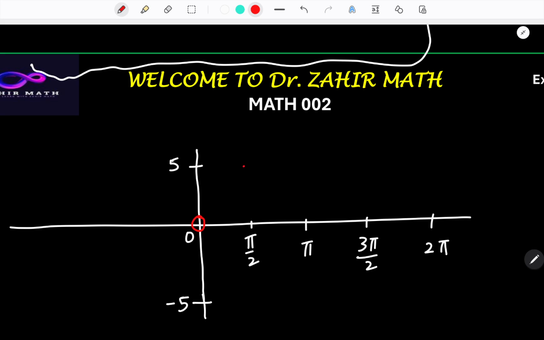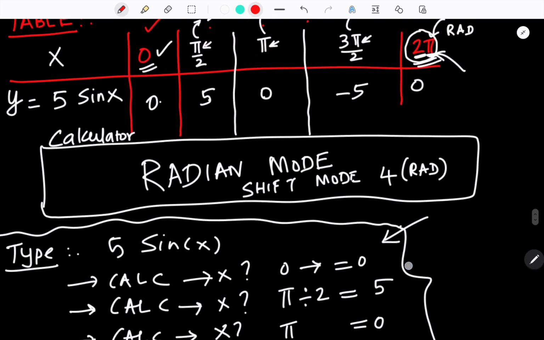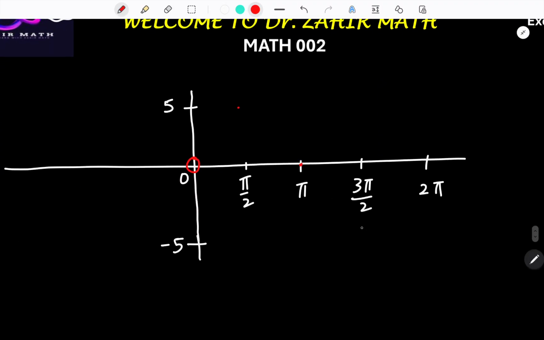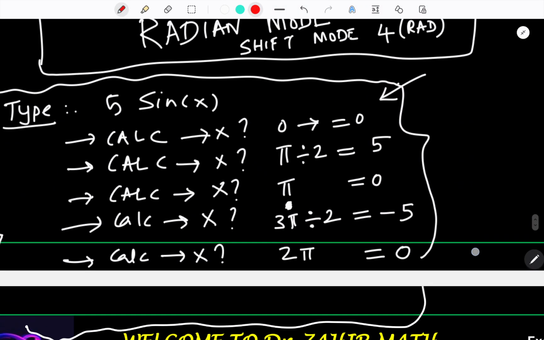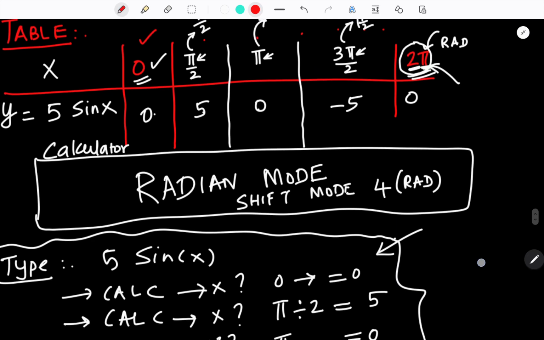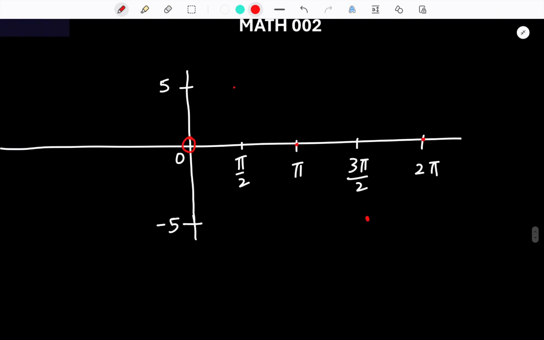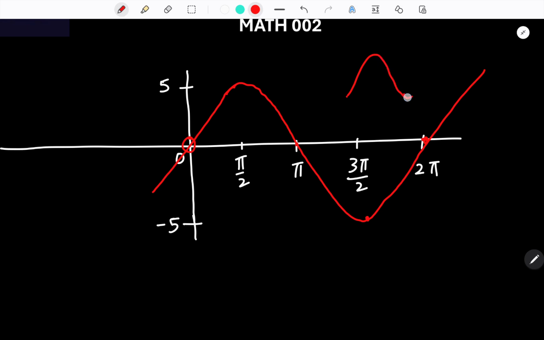And pi is 0. 3 pi by 2 is minus 5, and 2 pi is 0, right? So what we are going to do is draw the sketch. It comes here, it comes here, it comes here, and then it goes here. So it will be like this. That is the sine curve.